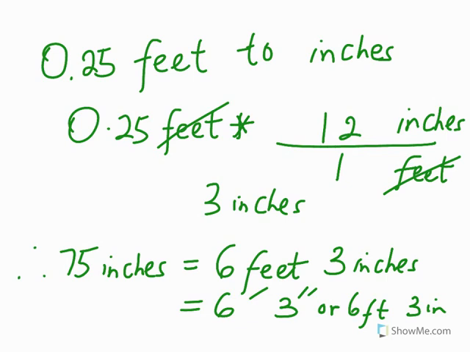Now, remember, in this method, you first of all convert to the bigger unit, and then you keep the integer part. Integer part is 6. You keep it. That's the whole number part, 6 feet. And then you convert the decimal part back to the smaller unit, inches. Now let's do this same question with the second method.